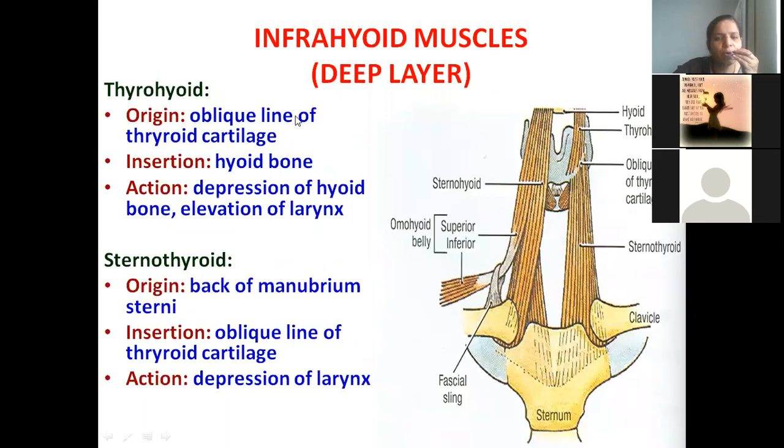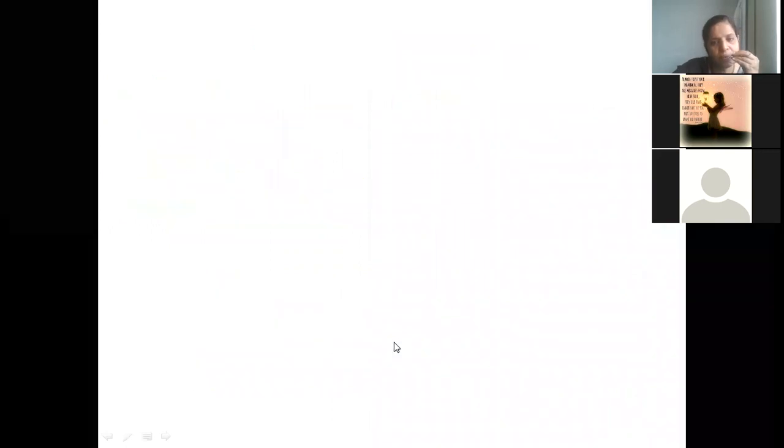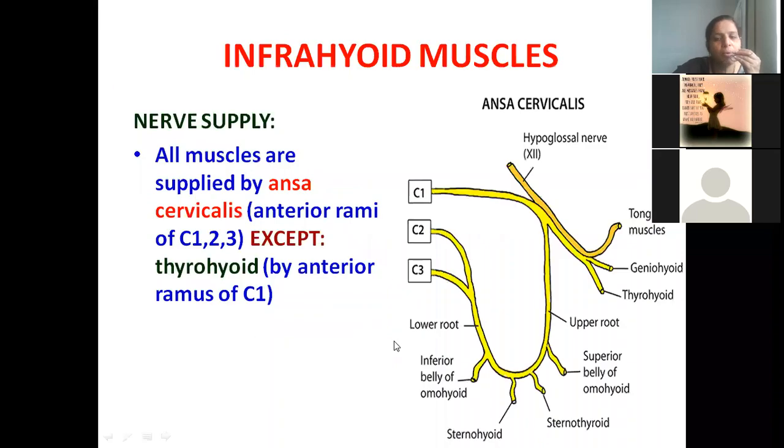Just a small hint: thyrohyoid means from the thyroid cartilage to the hyoid bone. Sternothyroid means from the sternum to the thyroid cartilage. It is like that. Okay. So now, ansa cervicalis.